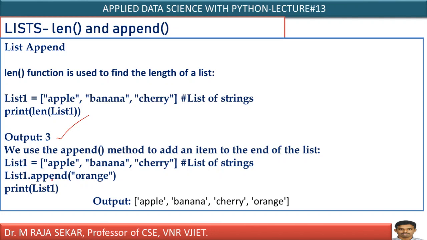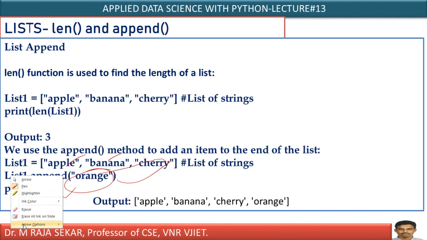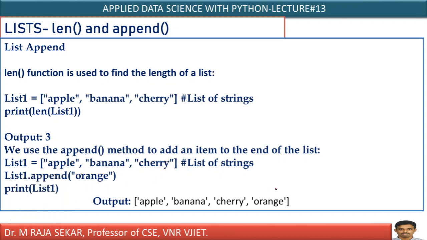I am appending. Appending means adding an item at the end of the existing list, isn't it? List 1 dot append orange. Therefore, in list 1 you have apple, banana, cherry. At the end of this list, orange will be added. After appending, the content stored in list 1 will get changed. This orange will be appended. Therefore, if I print list 1, that orange will get displayed.